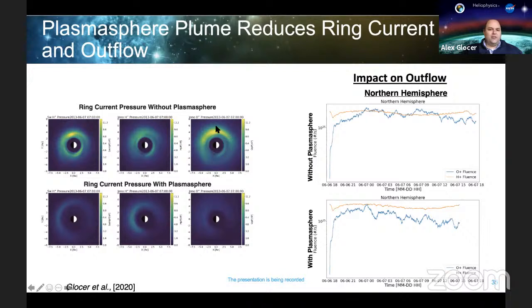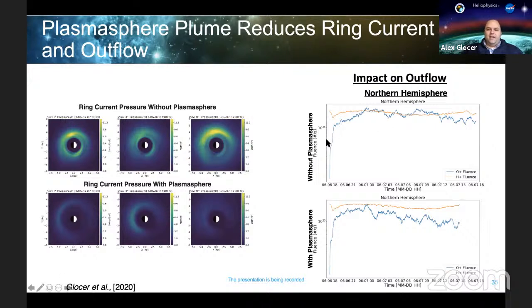Whereas when we didn't have the plasmasphere, it was largely ionospheric O+ contributing. When we include the plasmasphere, it's largely ionospheric H+ that's contributing to the ring current. So you can get a very different effect by including this cold population. Now, not only that, but you're changing the supply of plasma to the magnetosphere.